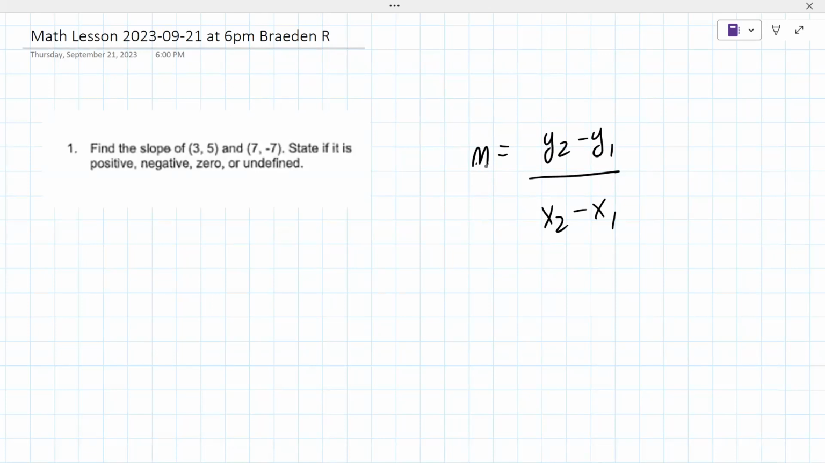-1, that's undefined, and then 0 is when y equals a number. That is correct. So yeah, we'll get to that. Could you calculate the slope for this, please?